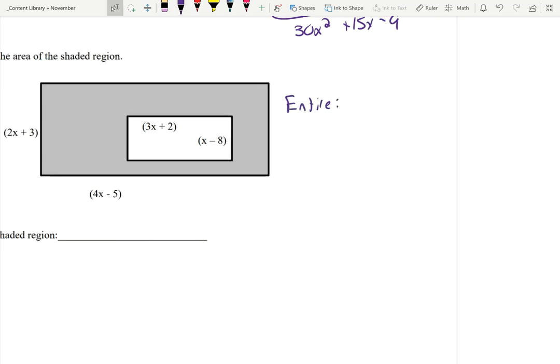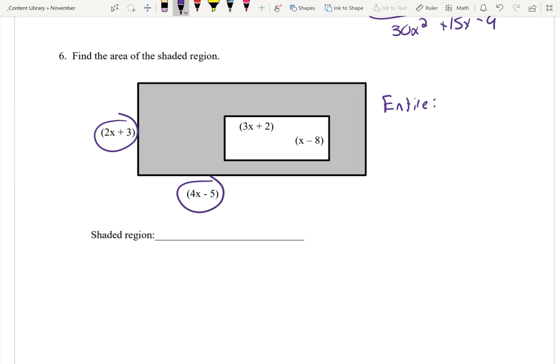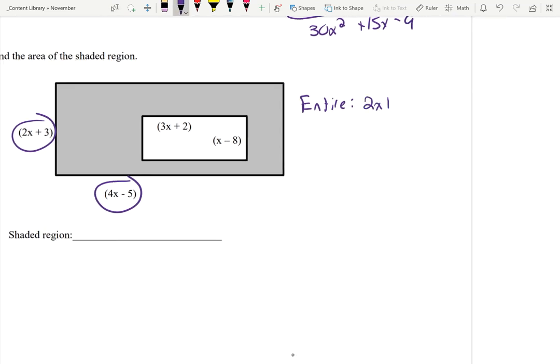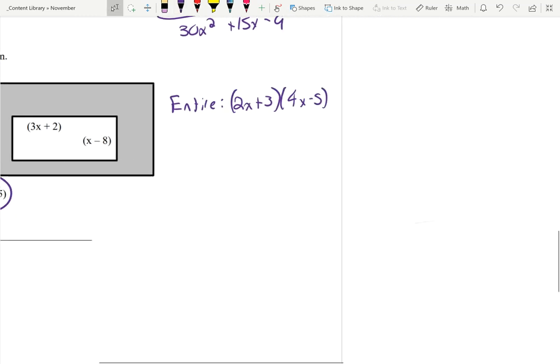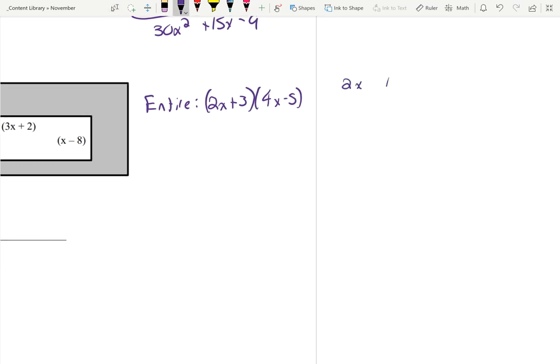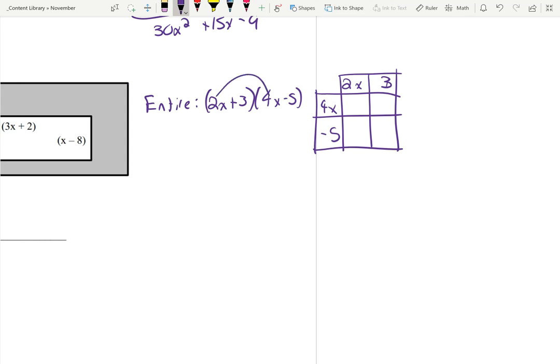Entire rectangle will be its width times its length. So 2x plus 3 times 4x minus 5. So again, you can make a table or whatever helps you out here. So 2x, 3, and 4x, negative 5. So 2x times 4x would be 8x squared. 2x times negative 5 would be negative 10x. 3 times 4x would be 12x. And 3 times negative 5 would be negative 15.